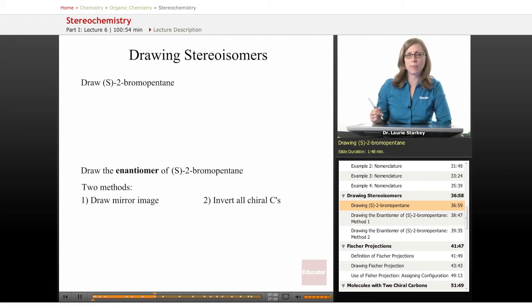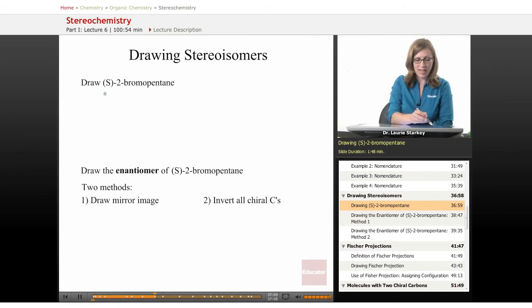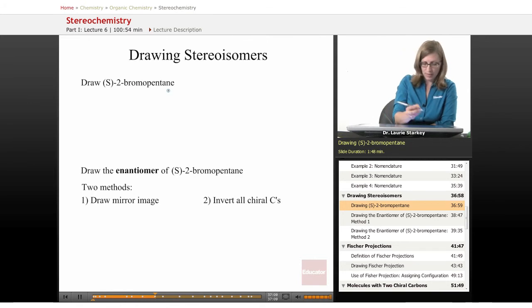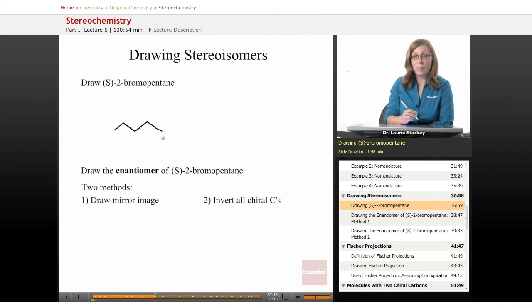Let's get some practice drawing stereoisomers. Let's say we were asked to draw S-2-bromopentane. How could we do that? Well, we could draw pentane, 1, 2, 3, 4, 5. So there's pentane, and on carbon 2, we have a bromine.